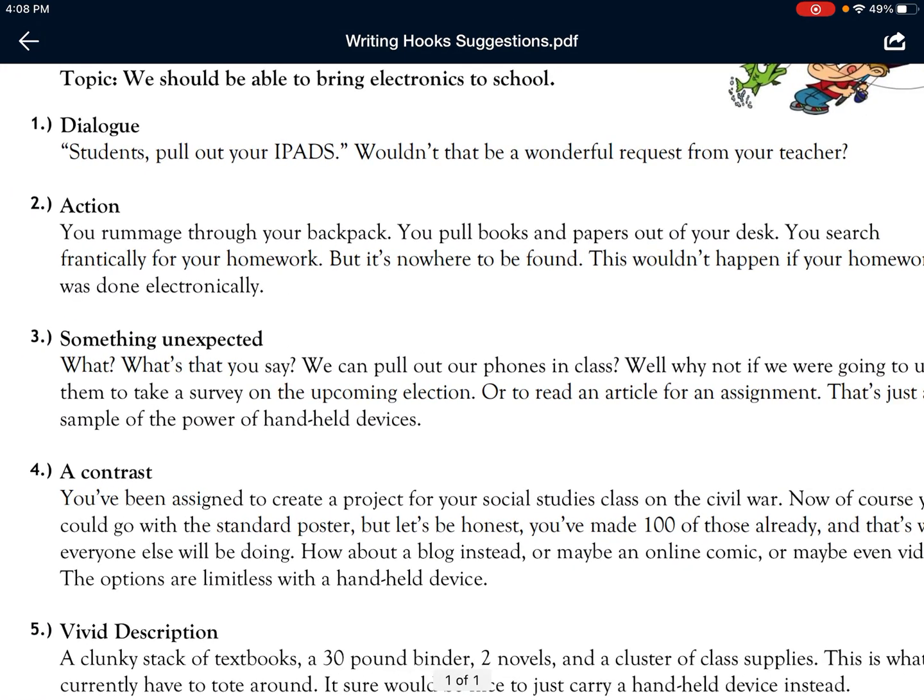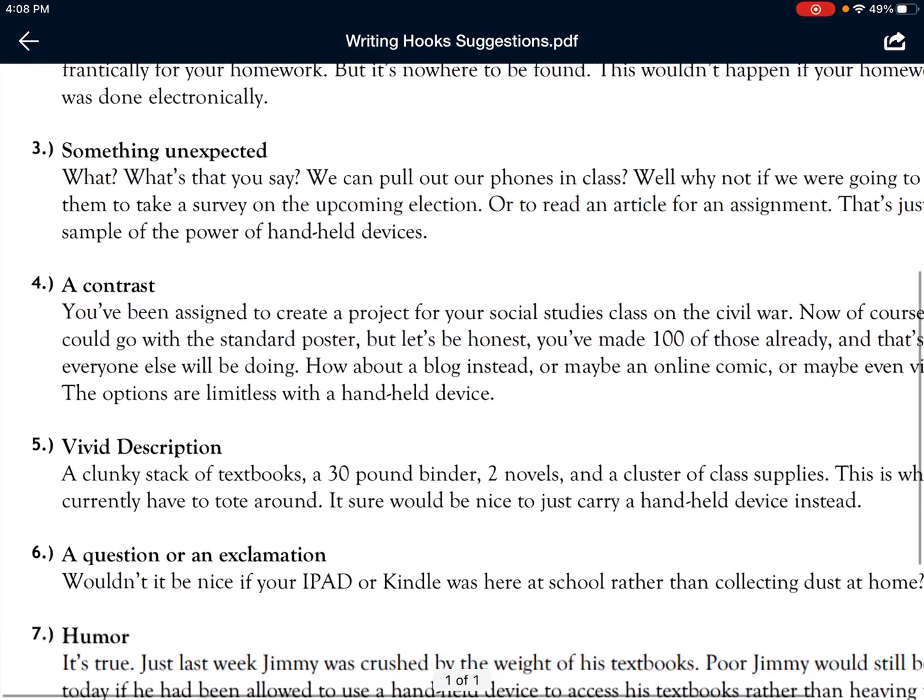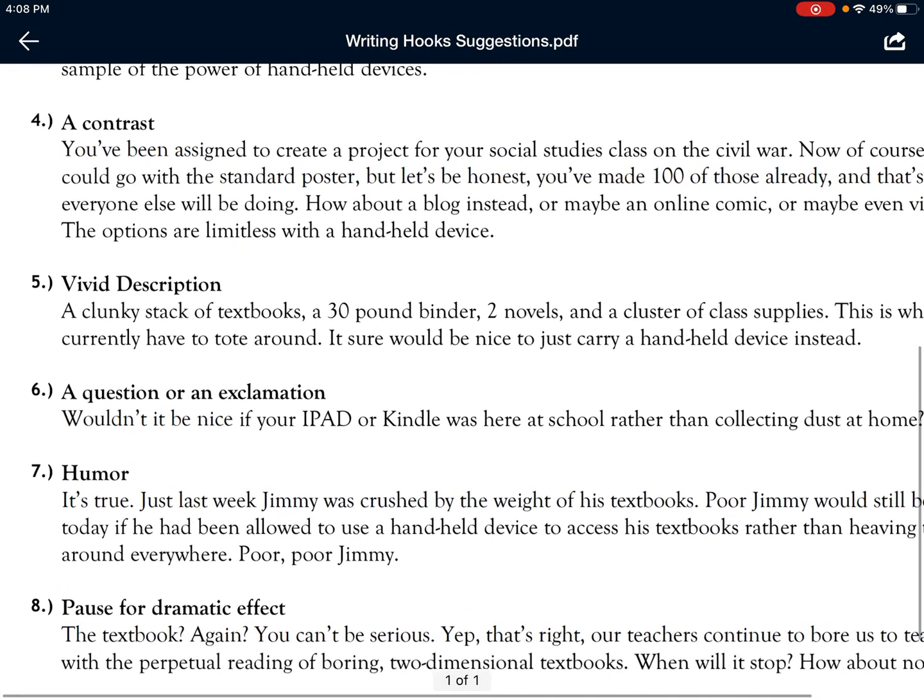Let's take a look at some of these. We can use dialogue. We can do action, like we're telling a little story. We can say something unexpected. We could provide a contrast, provide vivid descriptions. You guys have some wonderful descriptive writing. We could ask a question.